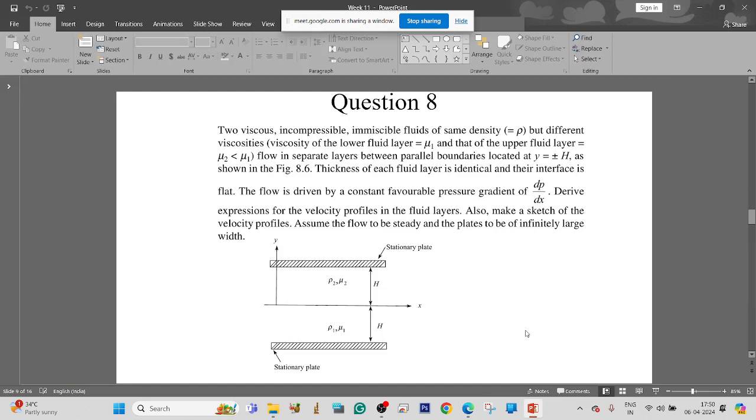Two viscous incompressible immiscible fluids of the same density are there but with different viscosities, right? So the viscosity of the lower fluid layer is mu1 and the upper fluid is mu2, that is mu2 is less than mu1. Flow in separate layers between two parallel plates located at y equal to plus minus h. The thickness of each fluid layer is identical and their interface is flat, and the flow is driven by a constant favorable pressure gradient. Derive the expression for the velocity profile in the fluid layers. Also make a sketch of the velocity profiles. Assume the flow to be steady and the plates to be of infinitely large width. So find out the velocity profiles.